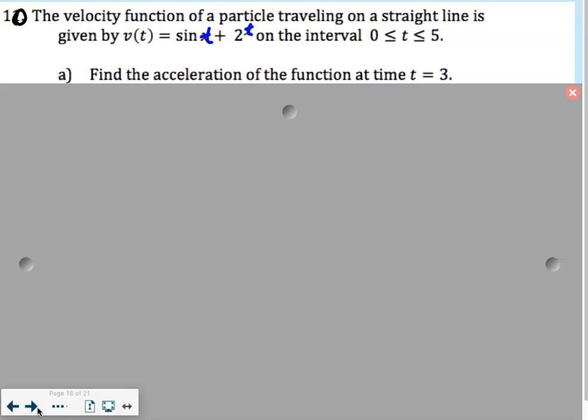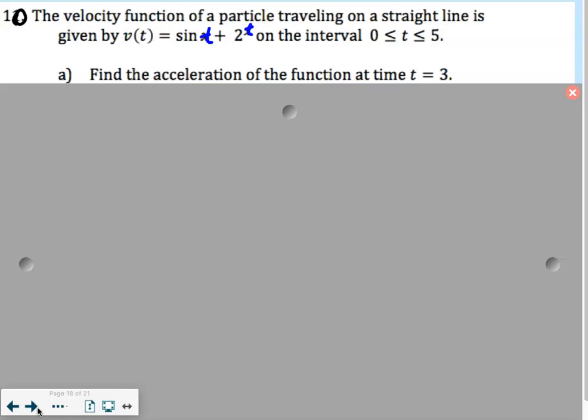All right, so you have the velocity function given by v of t equals sine t plus 2 to the t, from 0 to 5. I personally would suggest, if I have a velocity function and a calculator and there are like 8 parts to the problem, which there might be, that even on an 89, I would still put the velocity in y1, graph it, and do everything on the graph window.